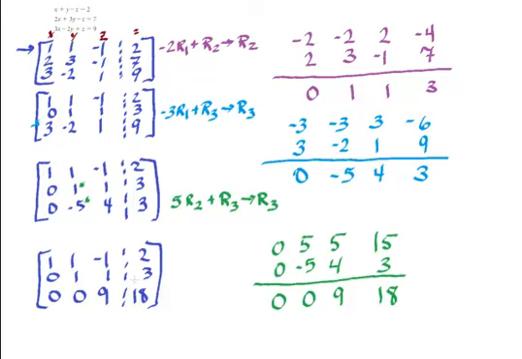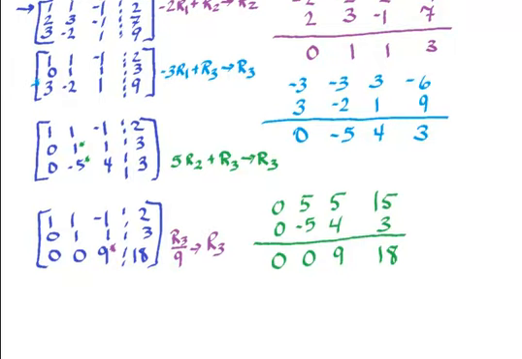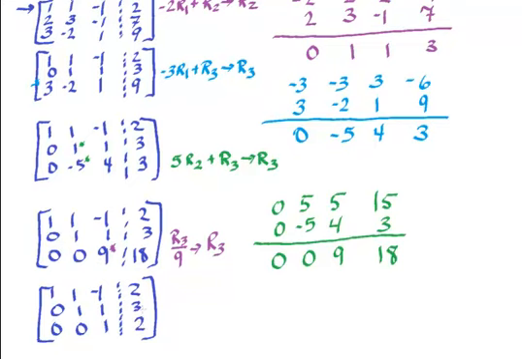The next thing I need to do is make this guy a 1. I can do that by saying row 3 divided by 9, and that will replace my row 3 because I can multiply or divide a row by any non-zero number. So I'm replacing row 3, so I will write down rows 1 and 2 again without changing anything. Let me write down my dotted line here. 0, 0, 9 divided by 9 is 1, 18 divided by 9 is 2.